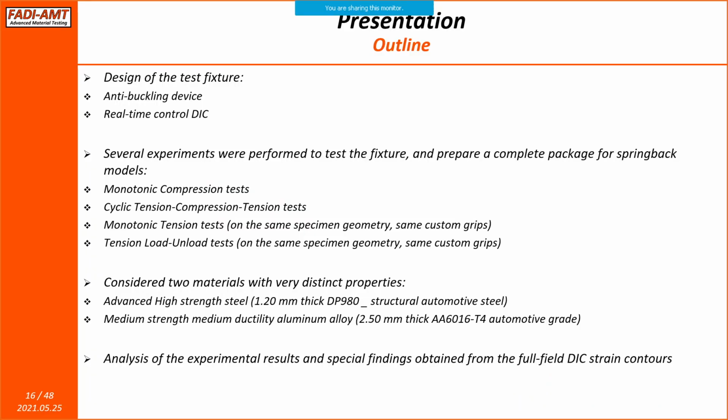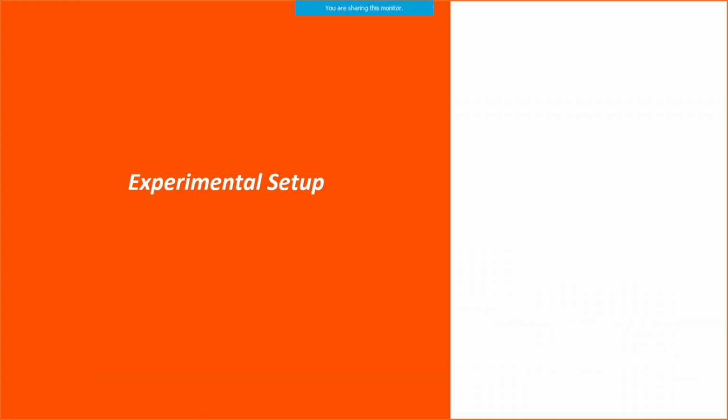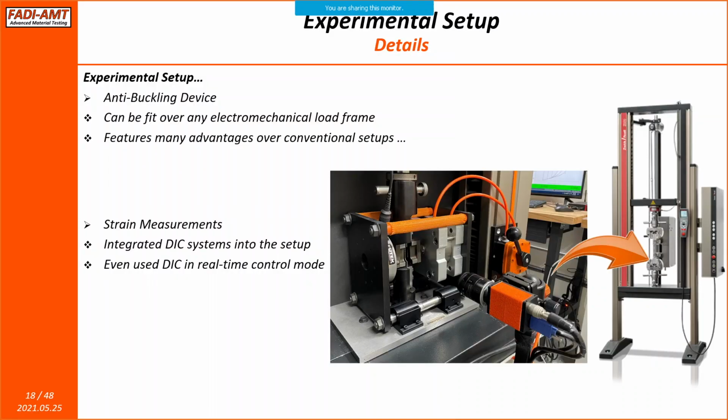So the outline of the presentation looks like this. I'll be going over the design of the test fixture, and then we'll be discussing four types of tests that I already mentioned, and they were tested over DP980 and aluminum alloy, and we'll conclude with the analysis of our test results.